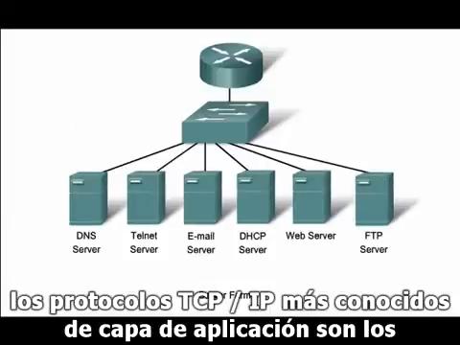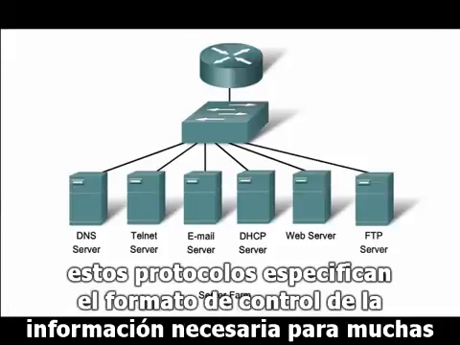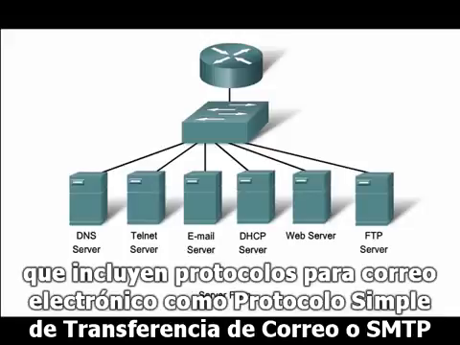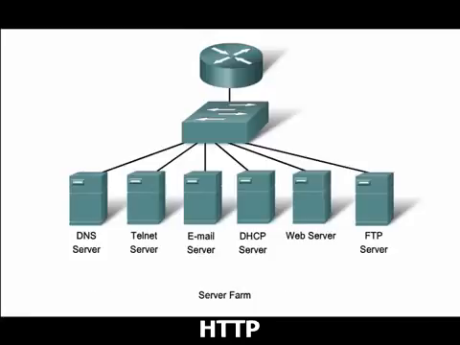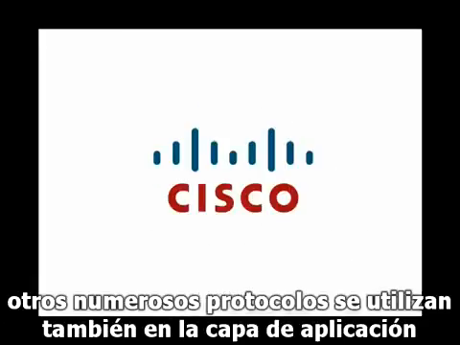The most widely known TCP/IP application layer protocols are those that provide for the exchange of user information. These protocols specify the format and control information necessary for many of the common Internet communication functions. They include protocols for email, such as Simple Mail Transfer Protocol, or SMTP, and protocols for the web, such as Hypertext Transfer Protocol, HTTP. Numerous other protocols are also used in the application layer.